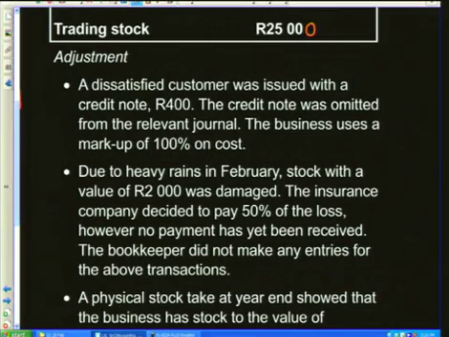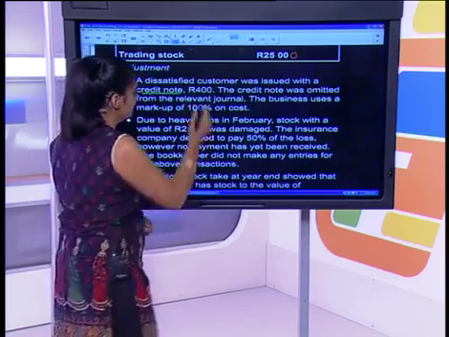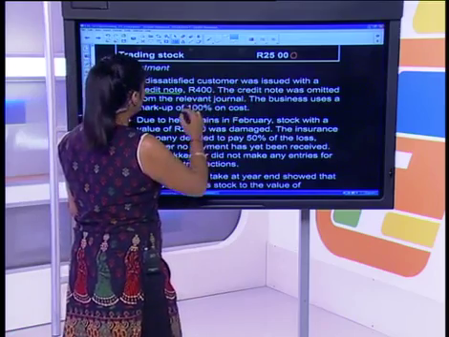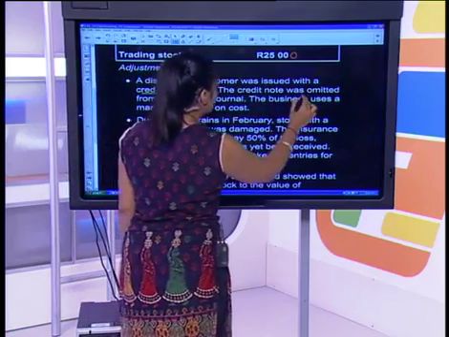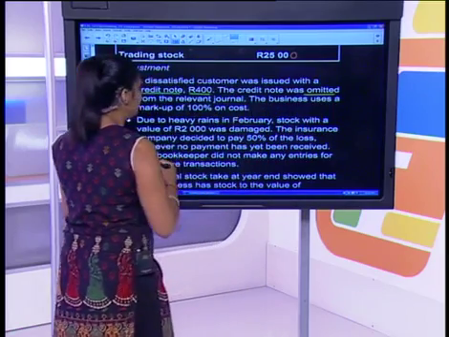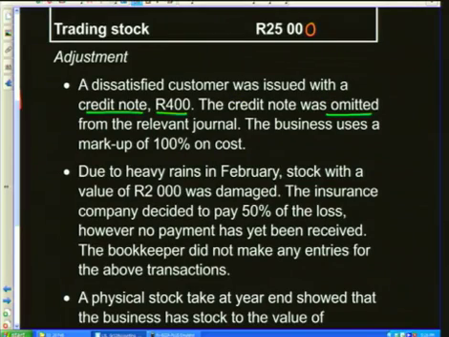All right, let's read the first adjustment. A dissatisfied customer was issued with a credit note. Credit note meaning they came to the business and they decided they're not happy with the stock, they want to return the item. So a dissatisfied customer was issued with a credit note for 400 Rand. The credit note was omitted, in other words, left out from the relevant journal. And then they go on to tell us the business uses a markup of 100% on cost.